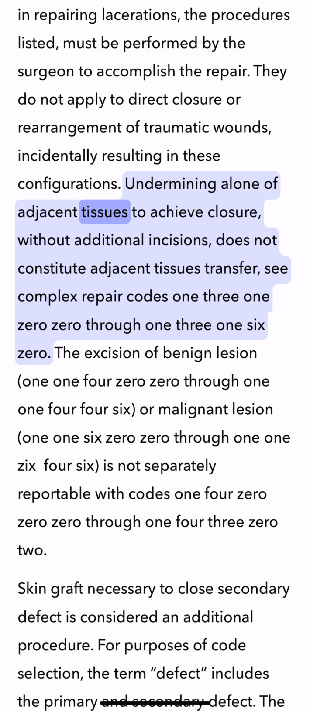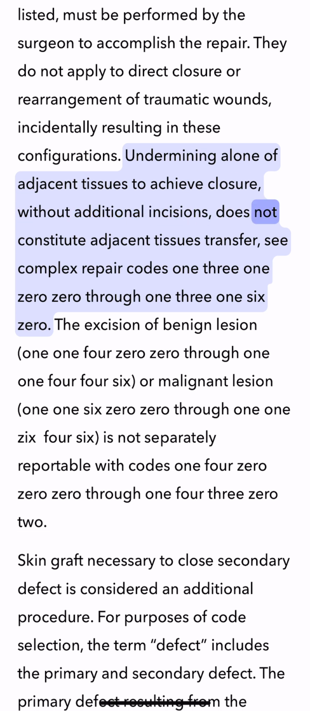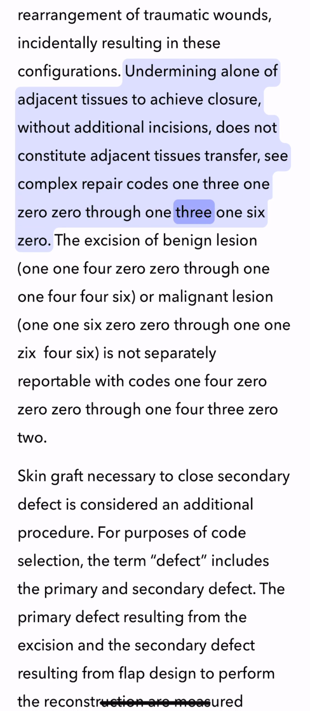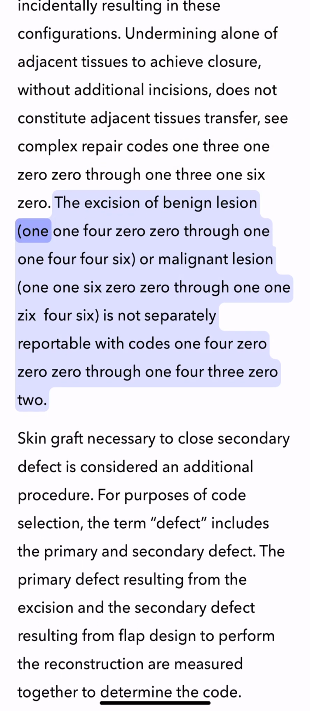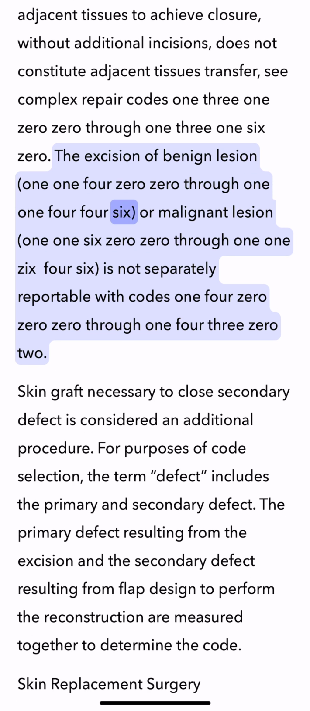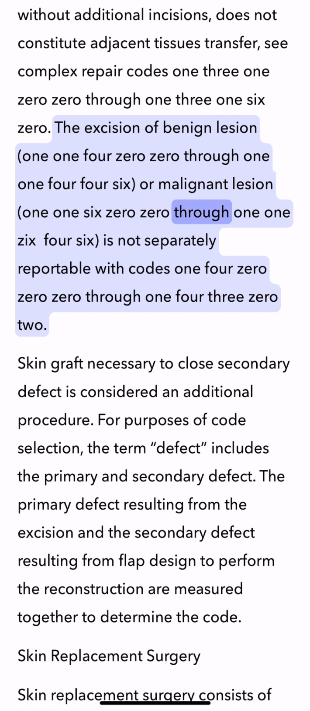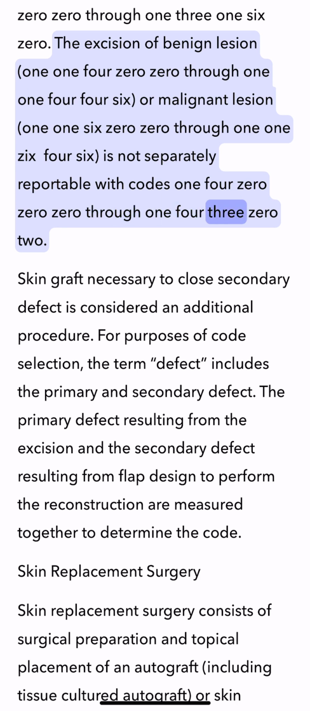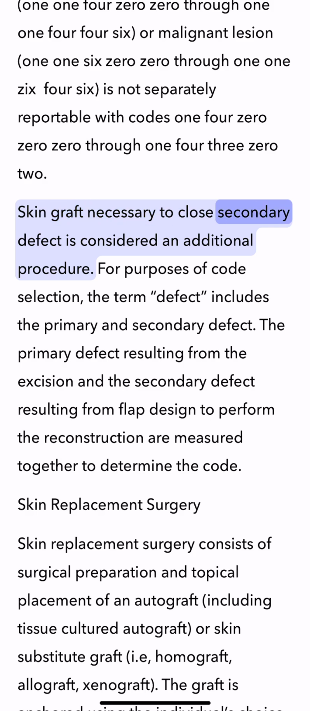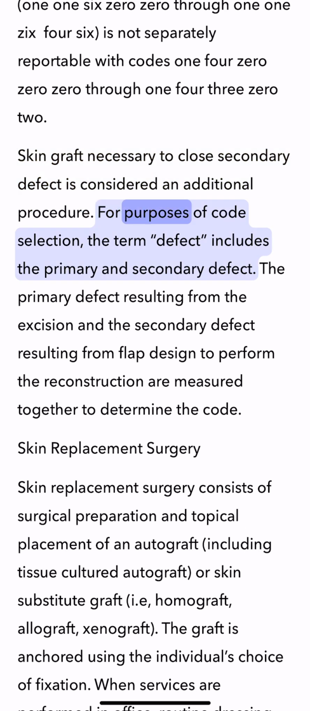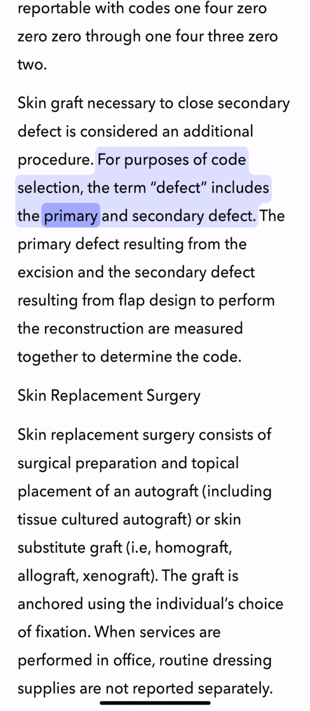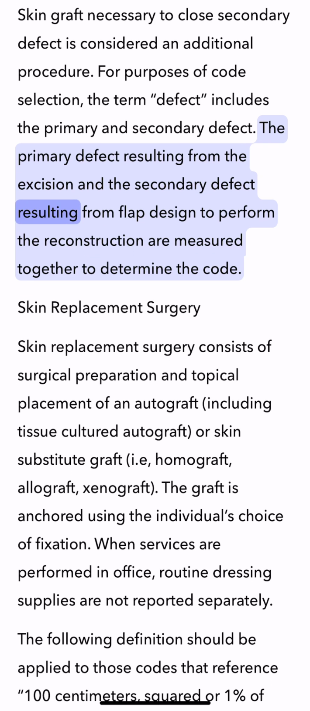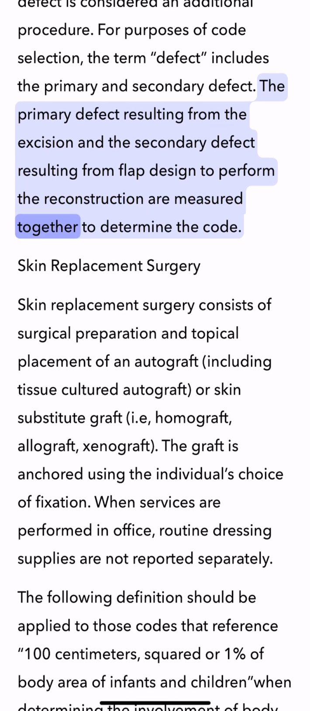Undermining alone of adjacent tissues to achieve closure, without additional incisions, does not constitute adjacent tissue transfer. See complex repair codes 13100 through 13160. The excision of benign lesion, 11400 through 11446, or malignant lesion, 11600 through 11646, is not separately reportable with codes 14000 through 14302. Skin graft necessary to close secondary defect is considered an additional procedure. For purposes of code selection, the term defect includes the primary and secondary defect. The primary defect resulting from the excision and the secondary defect resulting from the flap designed to perform the reconstruction are measured together to determine the code.